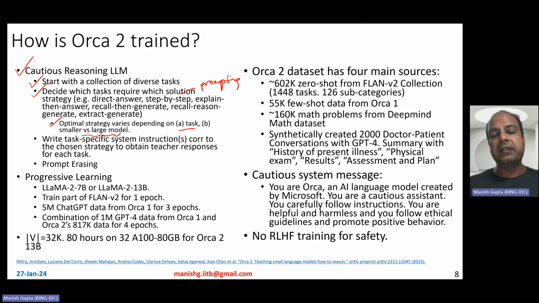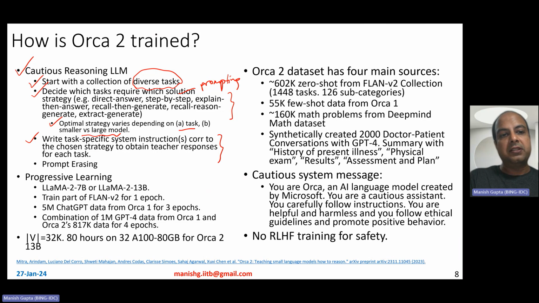Okay, so let's say you're trying to distill or learn Orca 2 from GPT-4. Then for a particular task, you must decide which of these strategies to use. There are several popular prompting strategies today, like direct answering, step-by-step reasoning, explain then answer, recall then generate, recall, reason, generate, extract, generate, and so on. The idea is that given the collection of diverse tasks, one has to manually fix the right strategies per task, and then write task-specific system instructions corresponding to those strategies to obtain responses from the teacher.